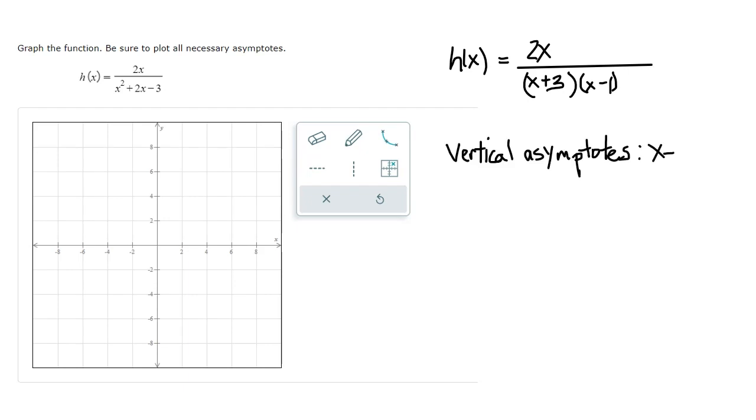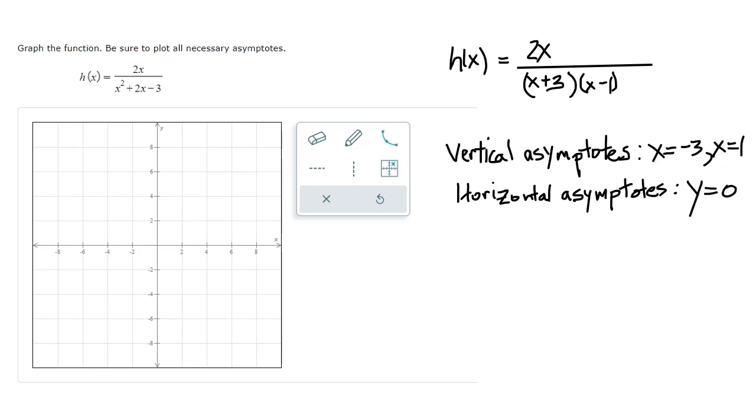So that's x equals -3 and x equals 1. The horizontal asymptote, since the degree of the numerator is less than the degree of the denominator, is y equals 0, or the x-axis. Next, I would find the x and the y-intercepts.